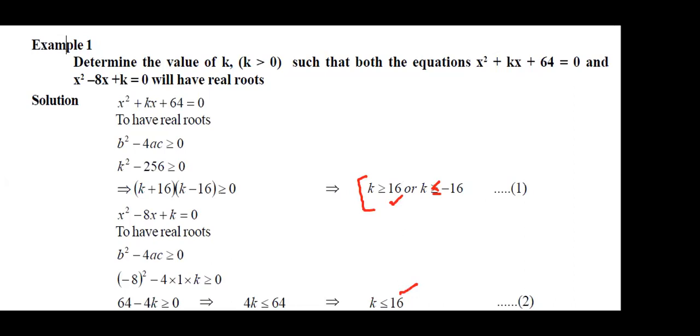So the answer is k is equal to 16, right? The answer is k is equal to 16. Got it? Tell me. Got it?